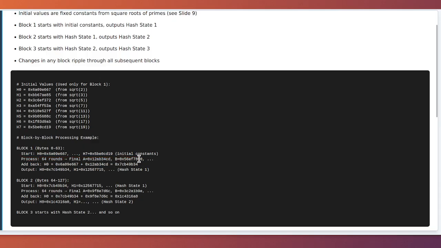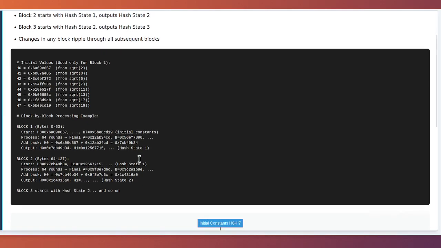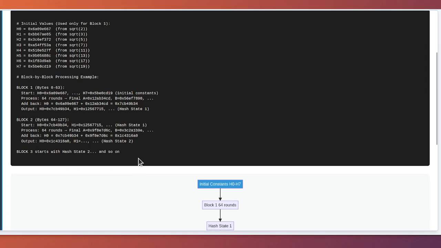Now we initialize our working variables a, b, c, d, e, f, g, h to our current hash state, which for block 1 is still the initial constants. So, a equals beginning with 0x6a and ending with 67, b equals beginning with 0xbb and ending with 85, and so on. We run 64 rounds of the compression function.